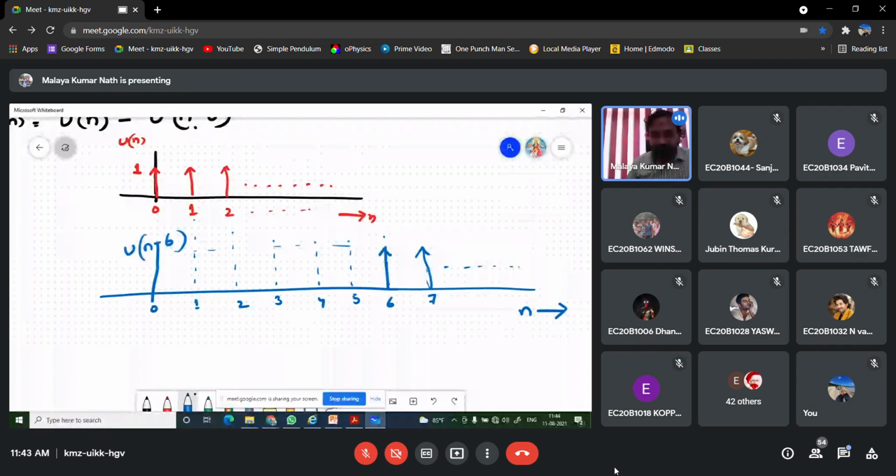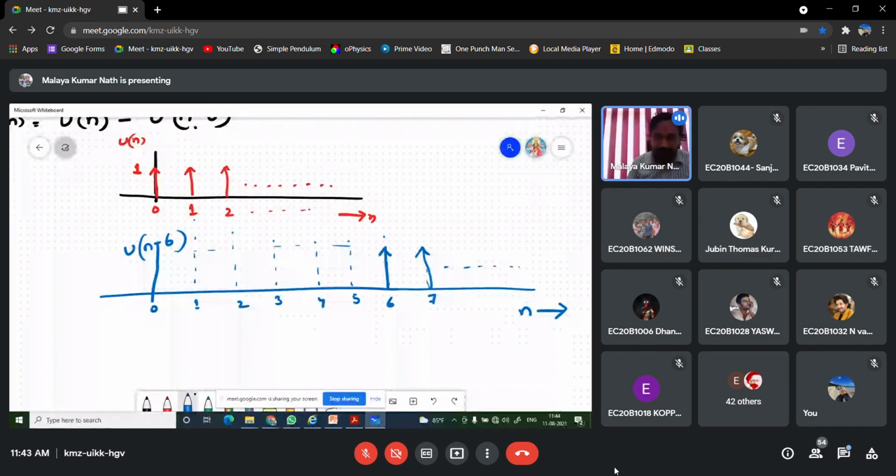So that means this is called your time shifting. That means this u of n is shifted 6 units. So 0 to 5, that is a total of 6 units towards the right. So this is called your shifting. That is called your lagging signal, right?